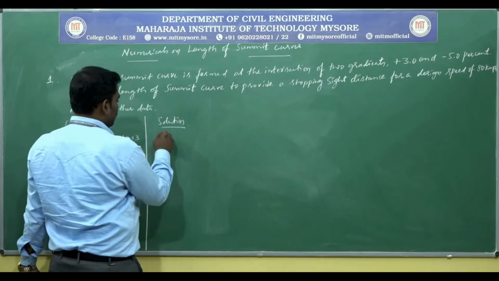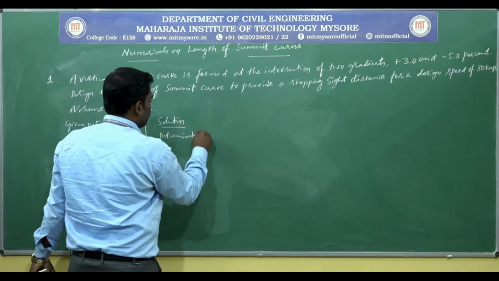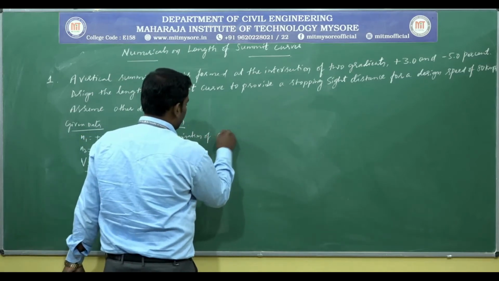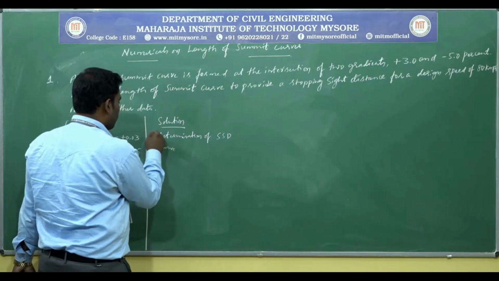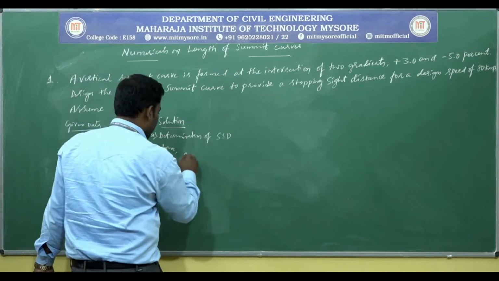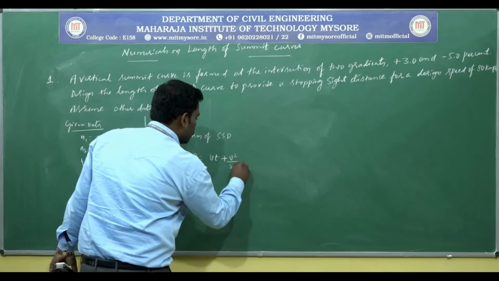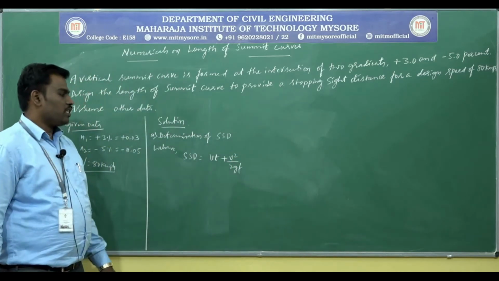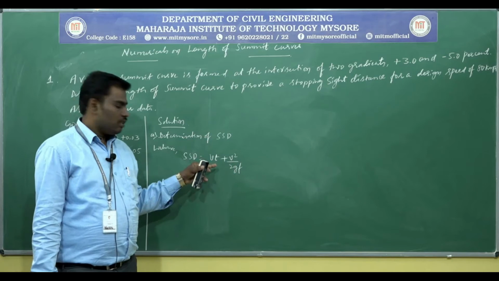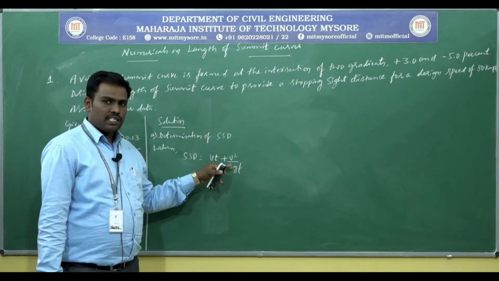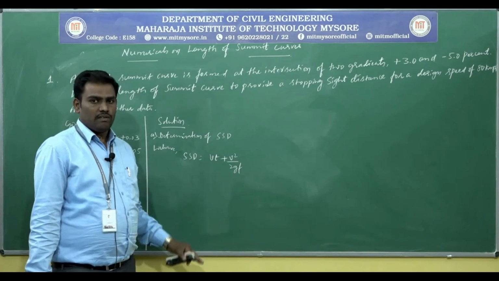Solution. First one is determination of SSD. SSD is what? Stopping sight distance. We have SSD is equal to Vt plus V square by 2gf, where V is the design speed in terms of meter per second, t is the reaction time of the driver, and g is the acceleration due to gravity, that is 9.8 meter per second square. f is the coefficient of friction or the longitudinal friction.